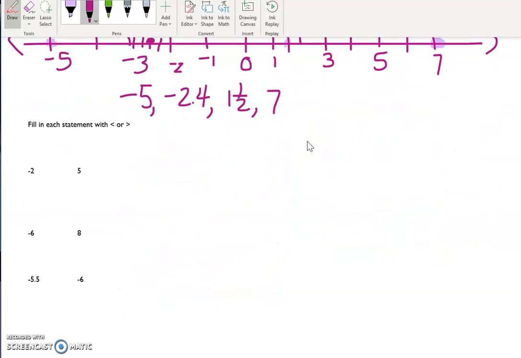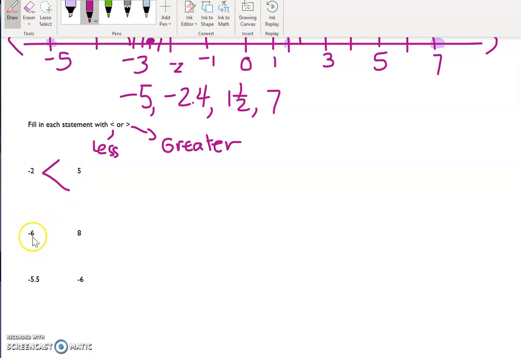The second part of today's lesson is filling in with less than or greater than symbols. Remember, the less than makes an L, so this is less, and that is greater. If you need a number line to support you to fill this in, you can absolutely do that. But with only 2 values, we should be able to identify less than or greater than. A negative number is always going to be less than a positive. So I could say -2 is less than 5.